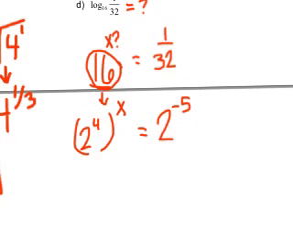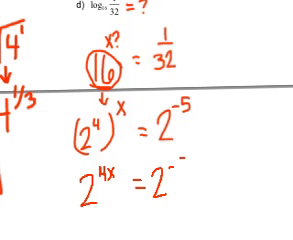We're almost done. One of the properties we talked about yesterday is exponent to exponent. We multiply these two things. So that's 2 to the 4x. I just multiplied 4 times x equals 2 to the negative 5.